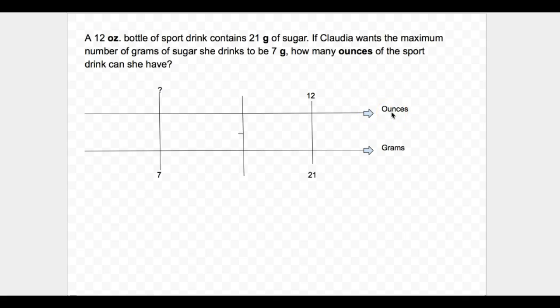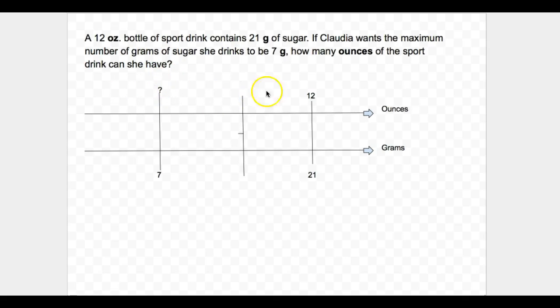So my ounces, we saw that a 12-ounce bottle of sports drink contained 21 grams of sugar. So that was represented here. 12 ounces. At that same spot, there is 21 grams. So the second number line, representing grams, has my 21. Now, she only wants to max out at 7. So what I've done is I've drawn another one way before that, because 7 is way down here. She only wants to have 7 grams, but we don't know how many ounces that will give us.